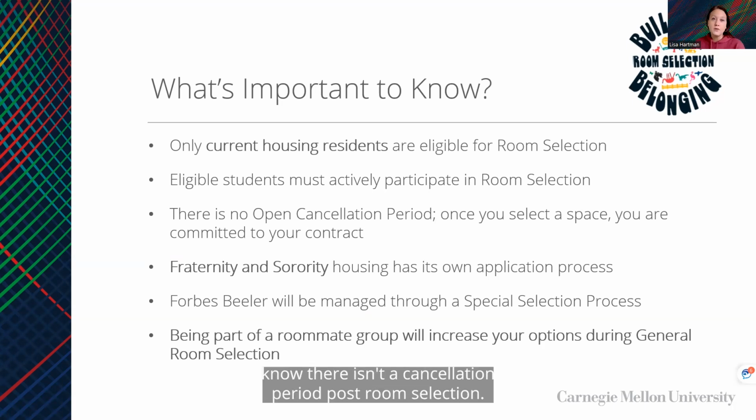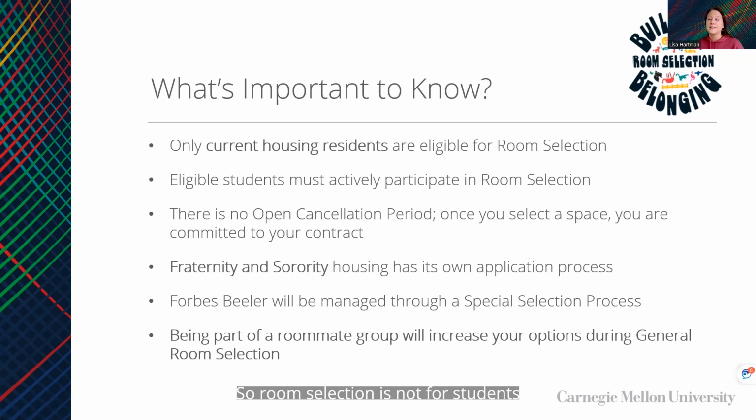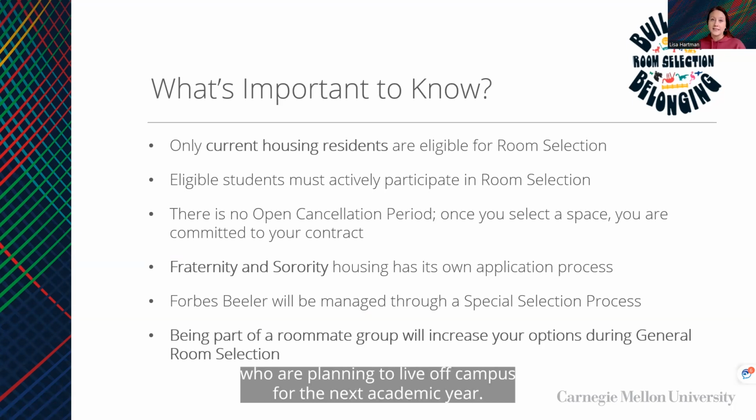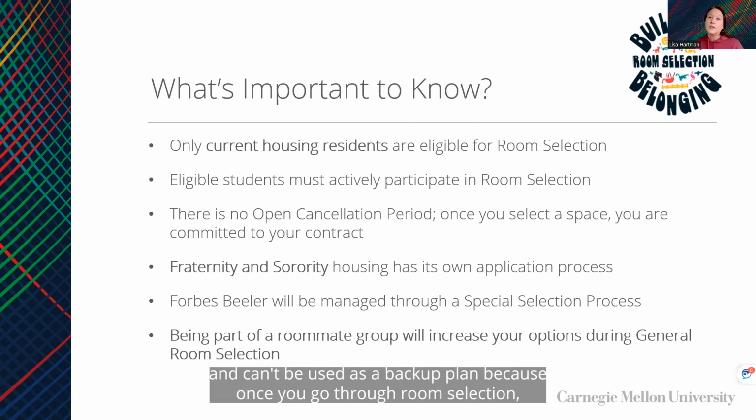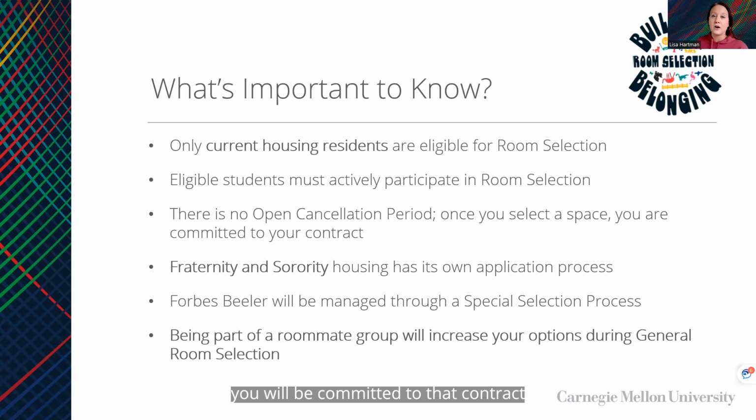Also, we wanted to let you know there isn't a cancellation period post room selection. So once you select a space during the room selection process, you are committed to your housing contract. So room selection is not for students who are planning to live off campus for the next academic year. Room selection is really just for students who plan to live with us. And just to say that room selection shouldn't be and can't be used as a backup plan, because once you go through room selection, you will be committed to that contract for the academic year.